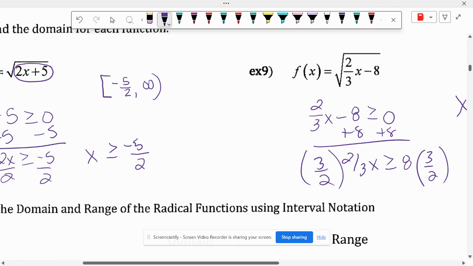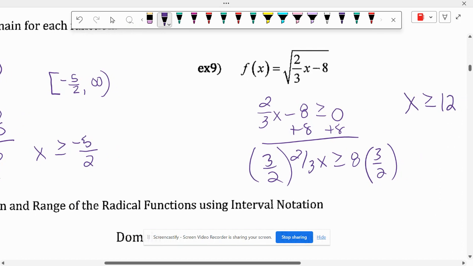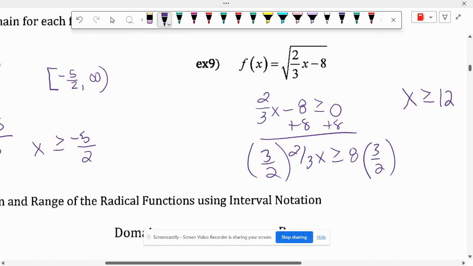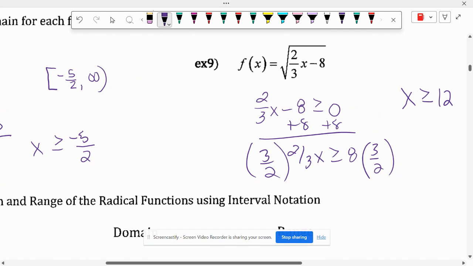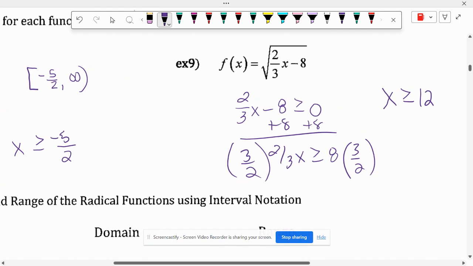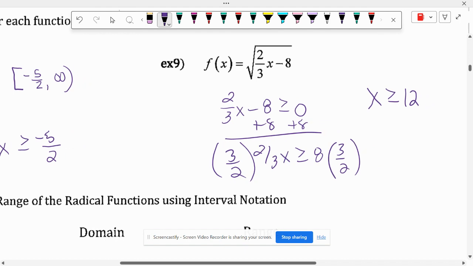When I did number 9, I added 8 to both sides, and then I multiplied both sides by the reciprocal, 3/2, and I found out that x is greater than or equal to 12. And if I wanted to write it as set notation, I'm going to include 12 and go all the way up to positive infinity.